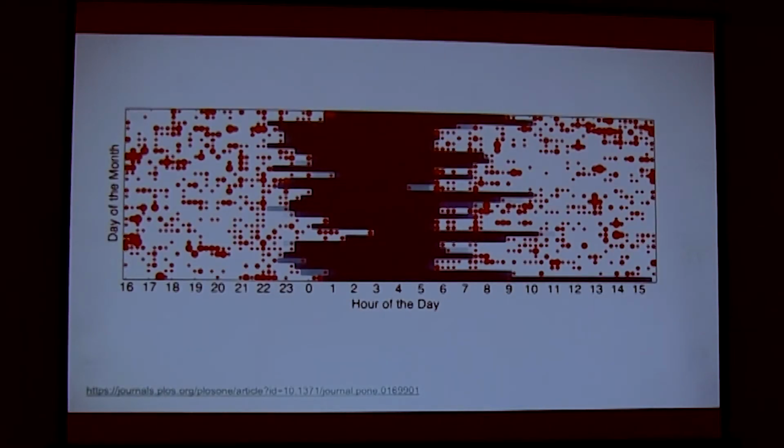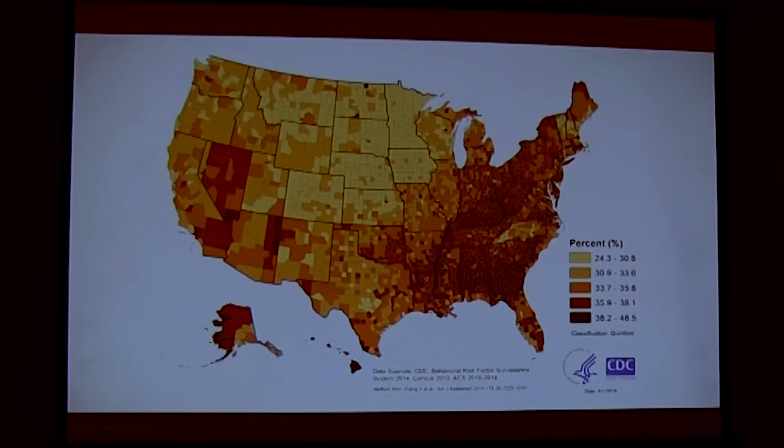We also, at the Complex Systems Center, are looking at health in terms of sleep and how often people are sleeping. This might be a plot for a single person for a whole month of how much sleep they're getting. But when we aggregate those measures, we can get maps. This is a map from the CDC showing what percentage of people are sleep deprived.